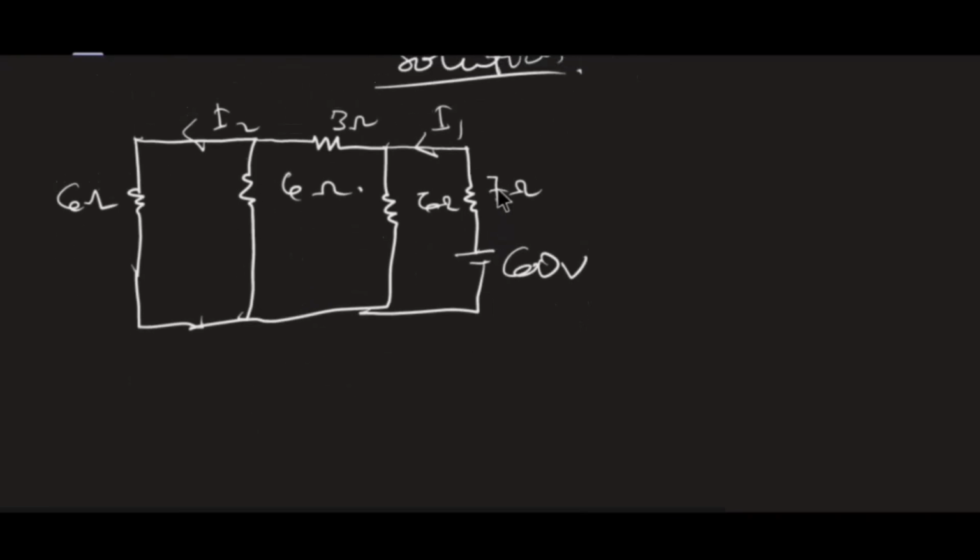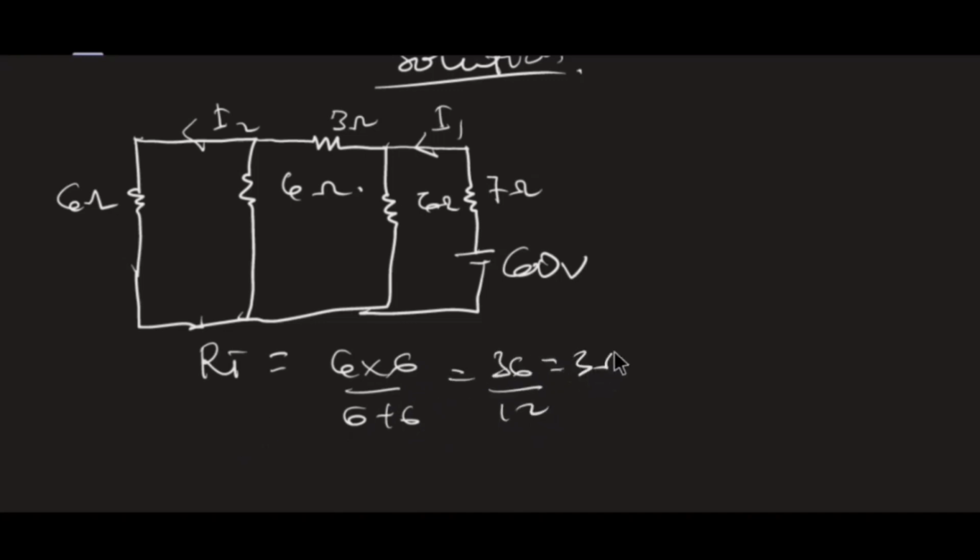Now to find my I1 when 120 is deactivated is simple. I1 happens to be the total current of this circuit. Hence I need my total resistance. Now how do I find my total resistance? We have to start from the point away from the source. So here and here, 6 and 6 are in parallel. So you get 6 times 6 over 6 plus 6. That is 36 over 12, giving me 3 ohms.